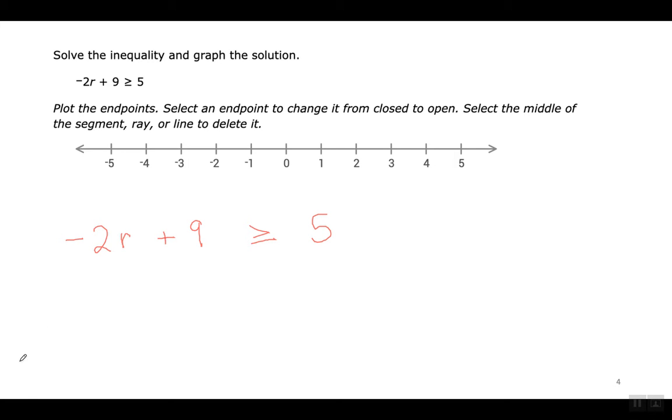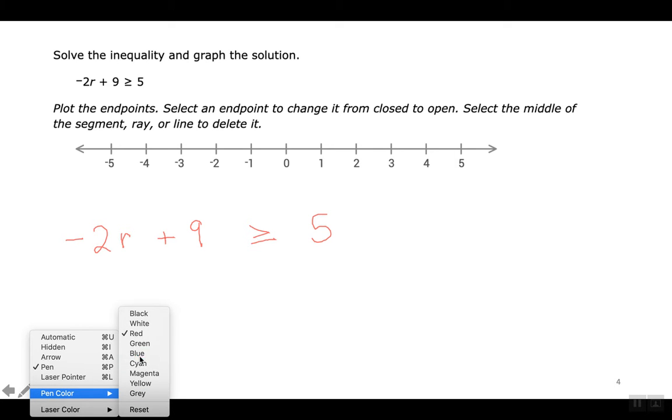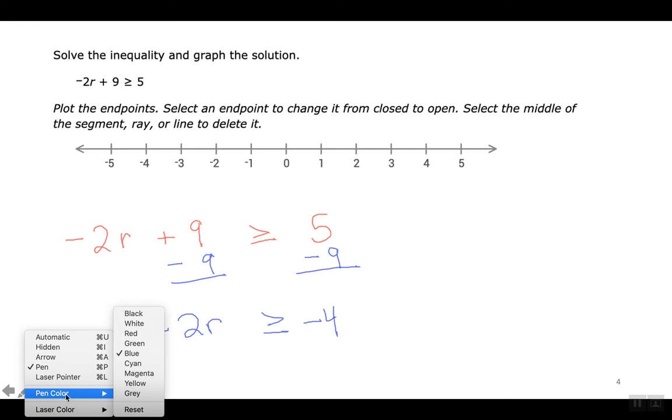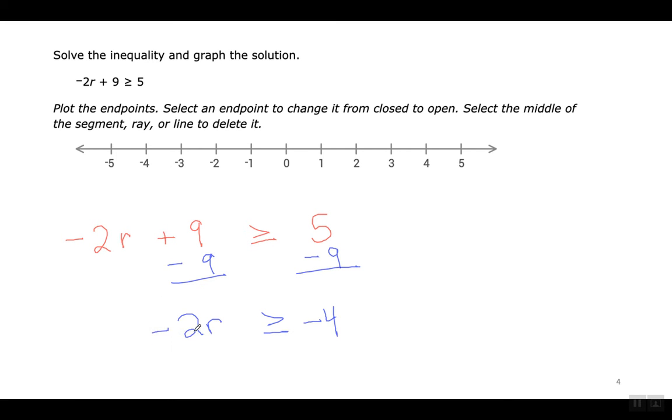Again, the number that's with the variable, I'm going to move last. So the first thing I'm going to do is get rid of the plus 9 by subtracting 9 from both sides. Once I do that, I'm going to get 5 minus 9, which is negative 4. And over here I have negative 2r. Now I have to get rid of the negative 2 by doing the opposite of multiplying by negative 2, which will be dividing both sides by negative 2.